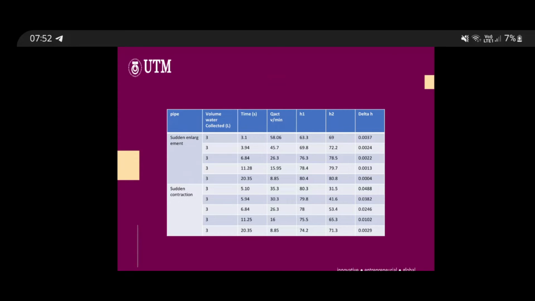Same thing for the sudden contraction. The first one takes about 5 seconds. Of course, you can see that it's slower compared to the sudden enlargement, because the pipes are getting smaller, and they are inversely proportional. So when the pipe's diameter decreases, the pipe losses increase, and it's getting slower. That's why you can see the sudden enlargement has faster times than the sudden contraction.